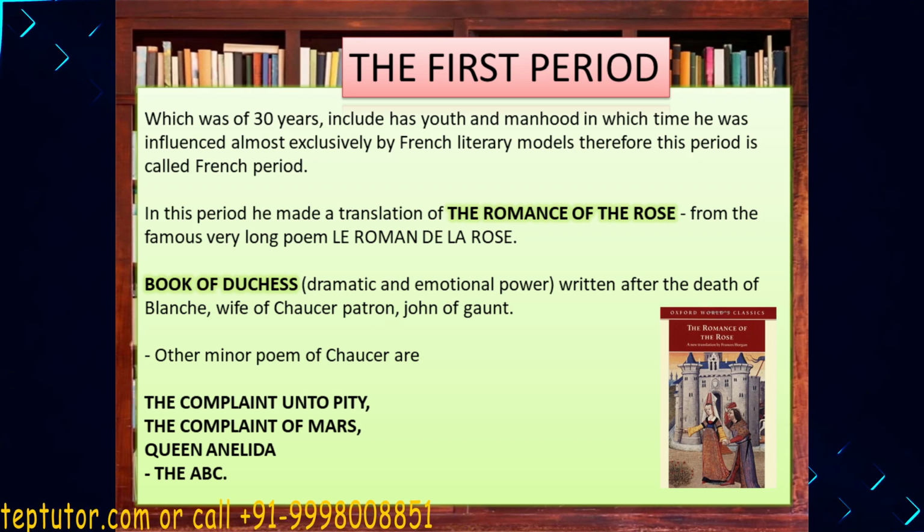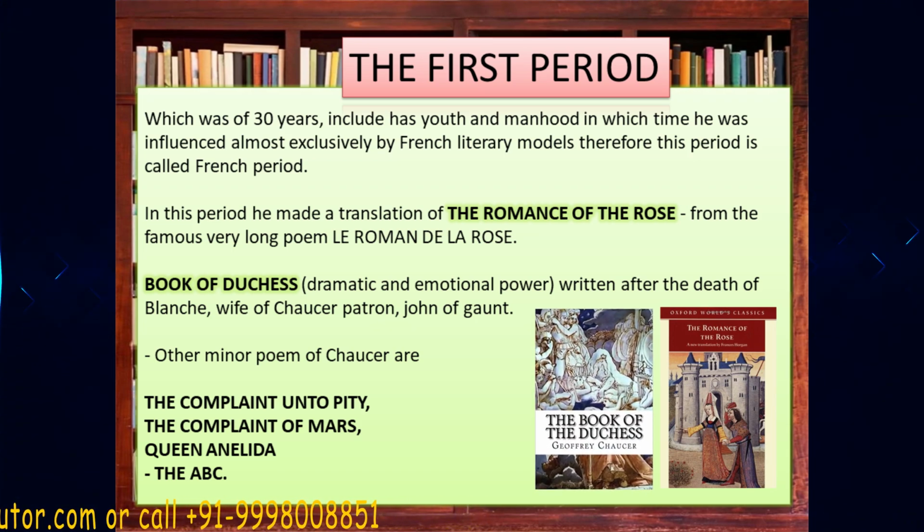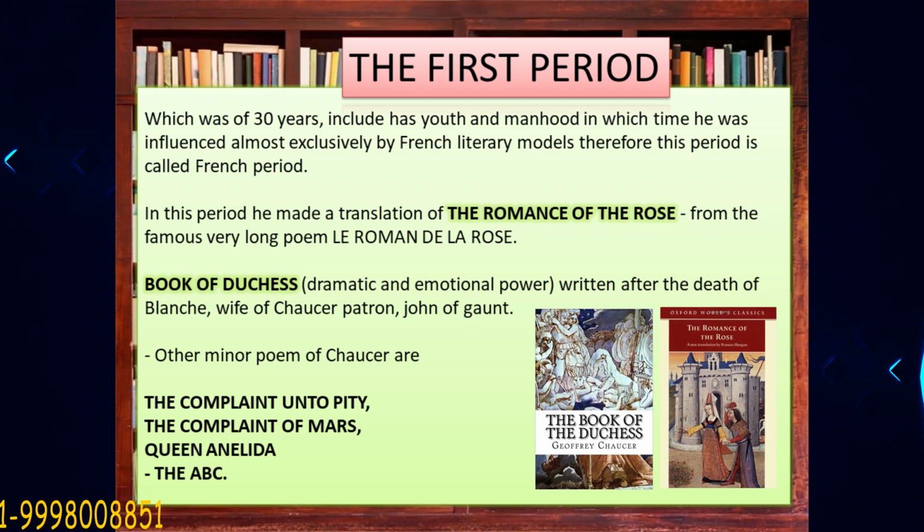The next important book was the Book of the Duchess. It is also known as the Death of Blanche. It is a dedicated elegy on the death of Blanche, that is Catherine, who was the wife of John of Gaunt. You know that John of Gaunt was a patron to Chaucer. It was written in octosyllabic rhyme.